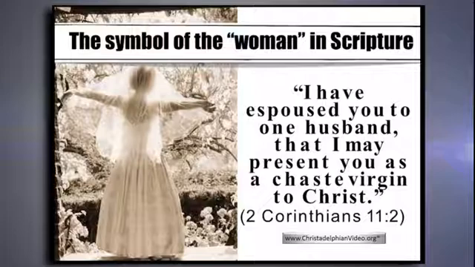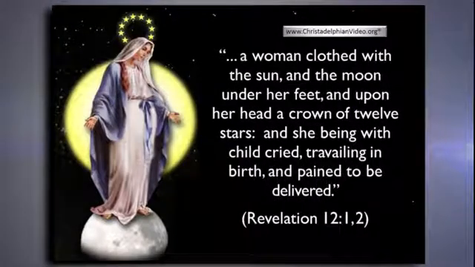So we are to be virgins. We are to be chaste. We should be absolutely devoted for him, waiting faithfully for him. Right? So if you have a woman described as this, a woman clothed with the sun, with the moon under her feet, and upon her head the crown of 12 stars, and being with child, travailing in birth and pain to be delivered.